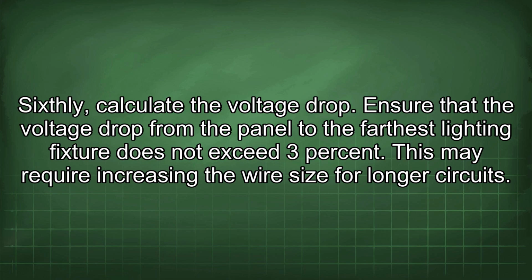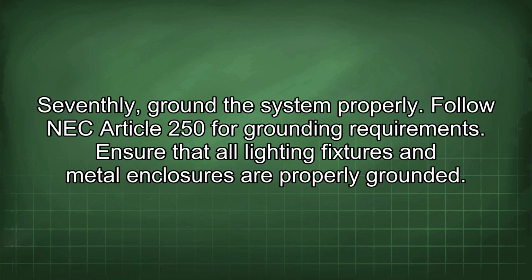Ensure that the voltage drop from the panel to the farthest lighting fixture does not exceed 3%. This may require increasing the wire size for longer circuits. Seventhly, ground the system properly. Follow NEC Article 250 for grounding requirements. Ensure that all lighting fixtures and metal enclosures are properly grounded.